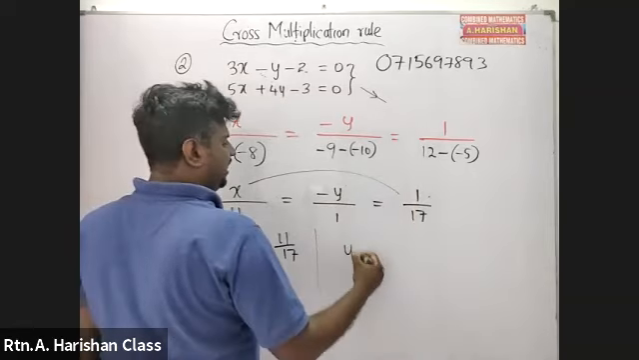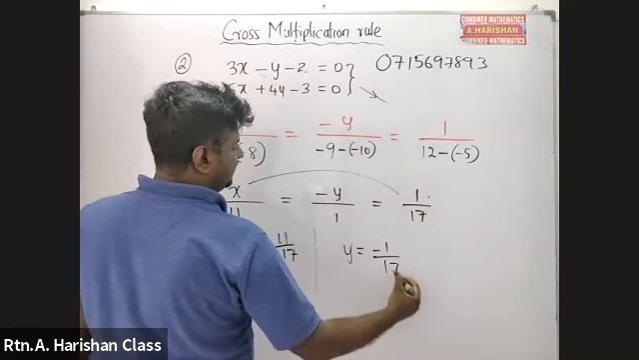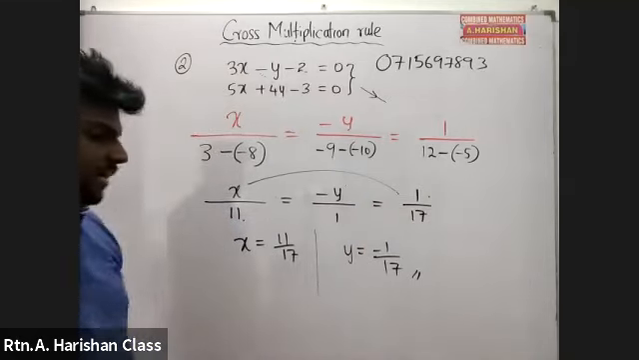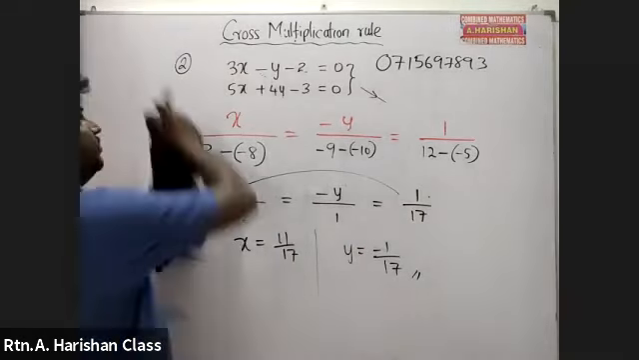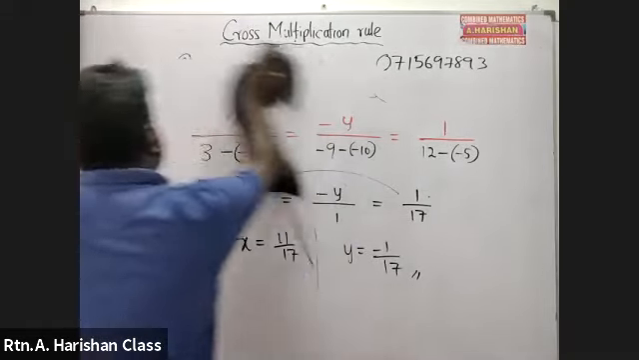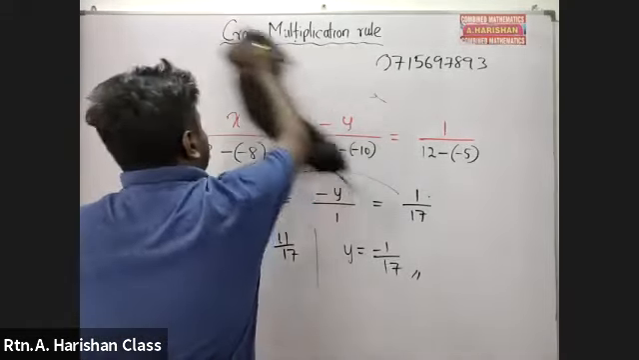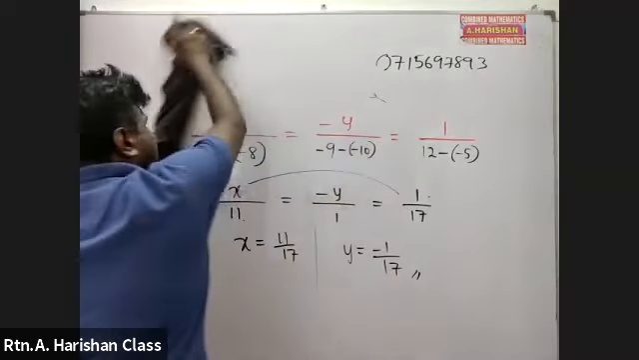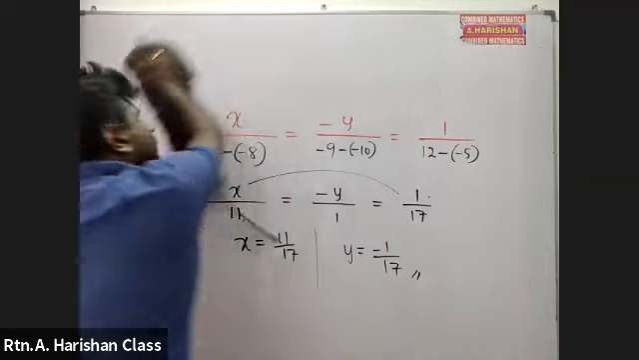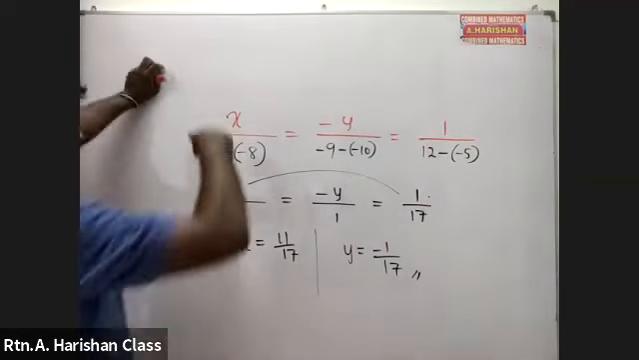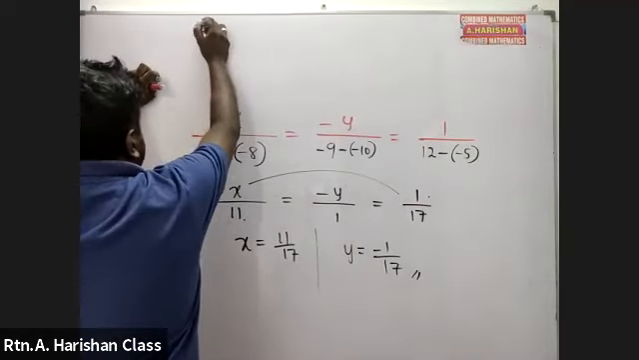This is y equals minus 1 over 17. Not 1 over 17, minus 1 over 17. That's good. So I'm going for the third equation, third question. So I erase this one. Even I can erase this one also, and this one also. The more space I can create. So the third question, let's see.